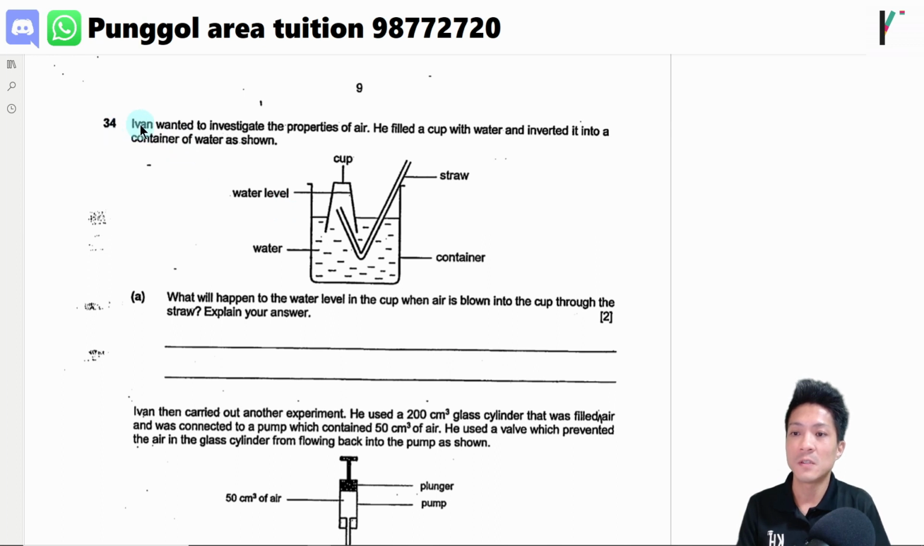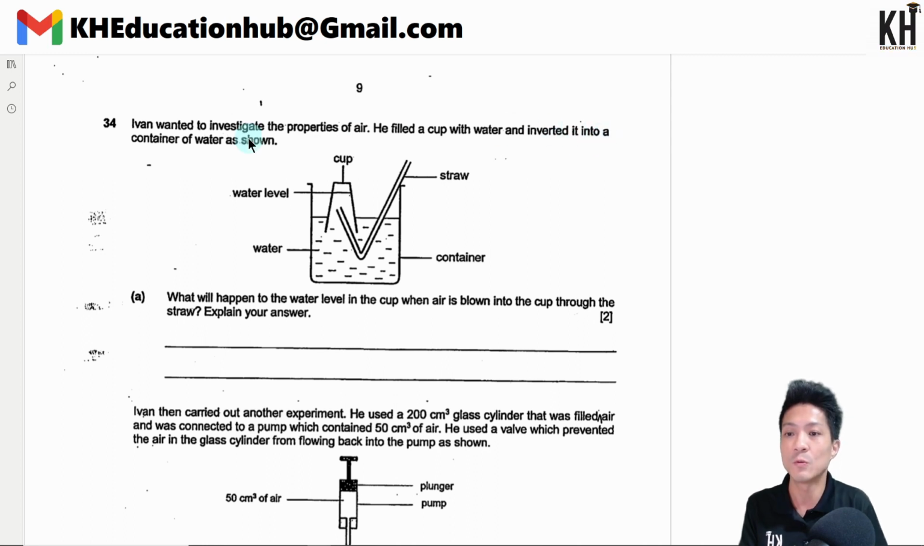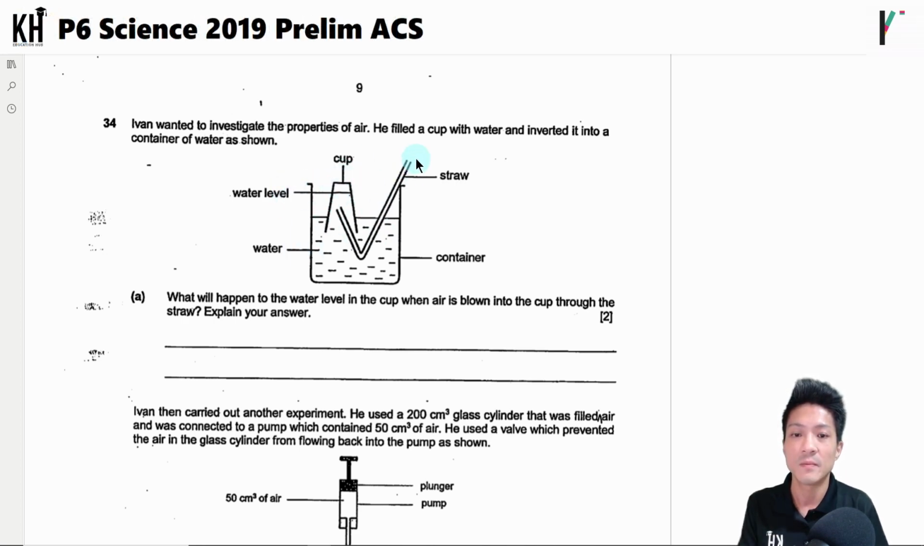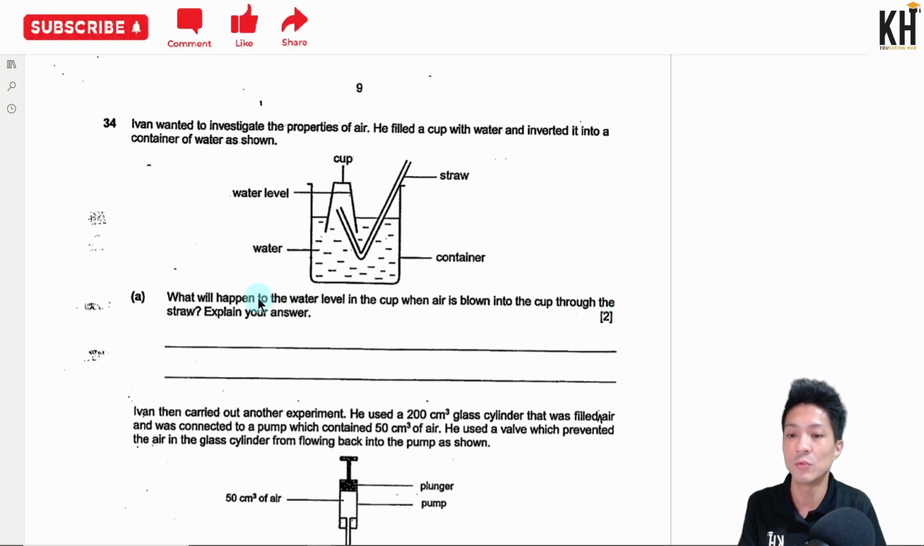Okay, question 34. Ivan wanted to investigate the properties of air. He filled a cup with water and inverted it into a container of water as shown. Okay, so you have a cup that is inverted, the water level is over here, and there's a straw. What will happen to the water level in the cup when air is blown into the cup through the straw? Explain your answer.